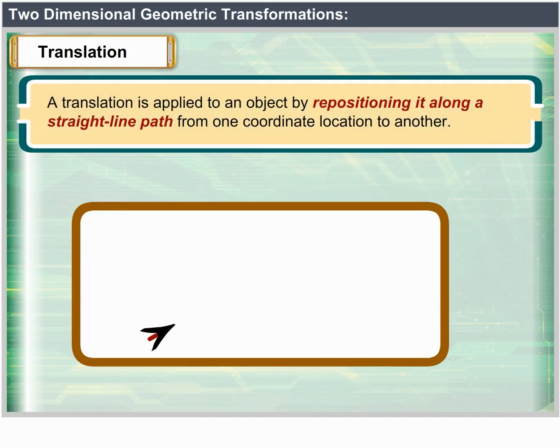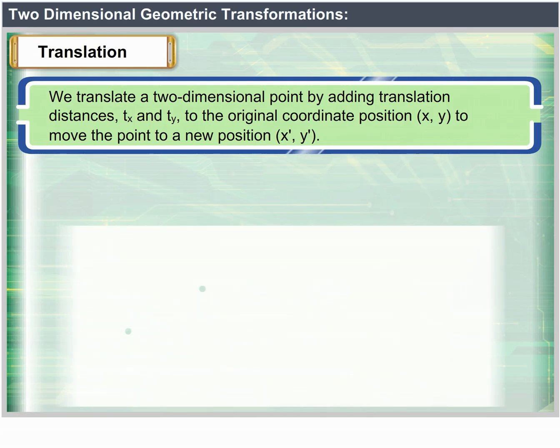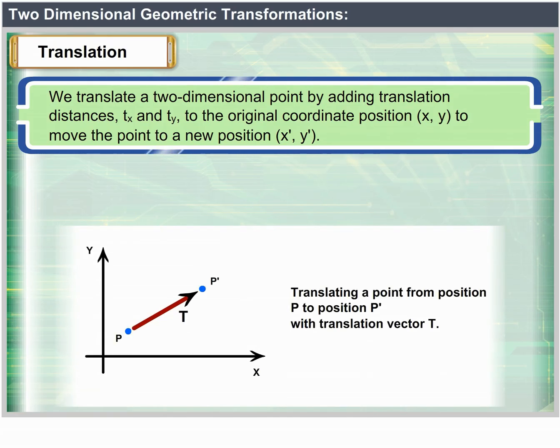Translation. A translation is applied to an object by repositioning it along a straight line path from one coordinate location to another. We translate a two-dimensional point by adding translation distances tx and ty to the original coordinate position x, y to move the point to a new position x', y'. The figure shows translating a point from position P to position P' with translation vector T.